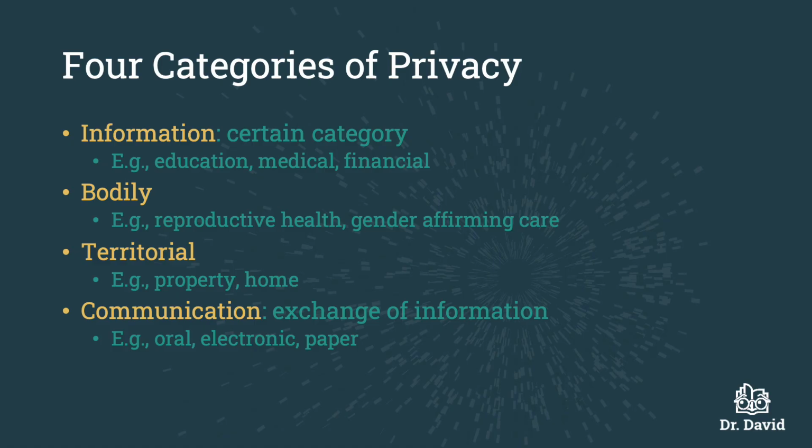Bodily privacy concerns our right as human beings to be able to make decisions that concern our own bodies. Reproductive health care and gender-affirming care, for example, fall within bodily privacy. There is territorial privacy, which I think is something that everyone's going to have some familiarity with. Your property, your home, your bedroom, for example. And finally, communication privacy. And this concerns the exchange of information, whether you're exchanging that information orally in conversation with a friend, electronically via email, or via paper, perhaps through a snail mail letter that you're sending to a pen pal.